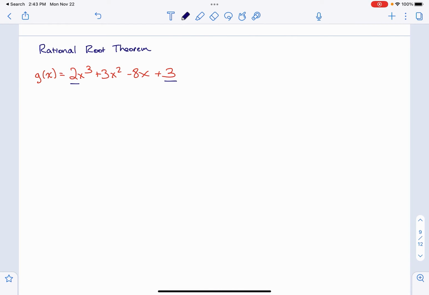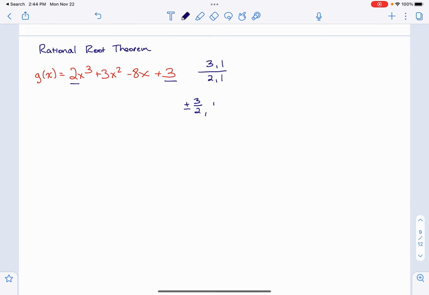So what we do is we find all the factors of the constant term, in this case 3 and 1, and we divide that by all the factors of the leading coefficient of the largest degree term, in this case 2 and 1. And what we do is we come up with each pair as a plus or minus of that quotient. For example, 3 over 2 is 3 halves, so we know that plus or minus 3 halves are possible roots of the polynomial.